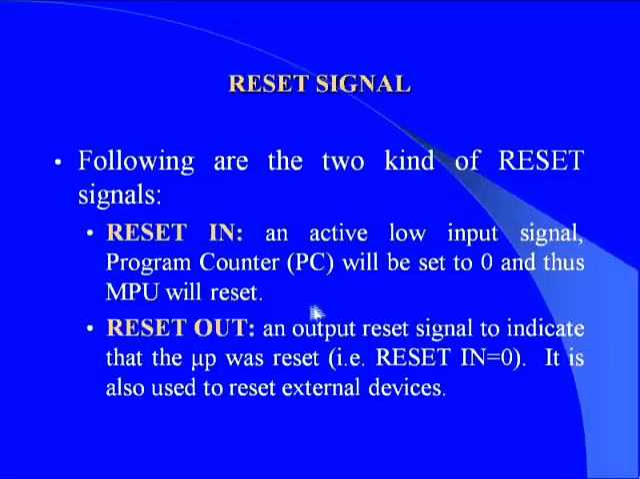Then another pin is reset out. Once the microprocessor enters the reset state, it will generate an output signal from this pin to indicate that the microprocessor is in reset condition. This signal can be used to reset the other external peripherals which are connected with the microprocessor.